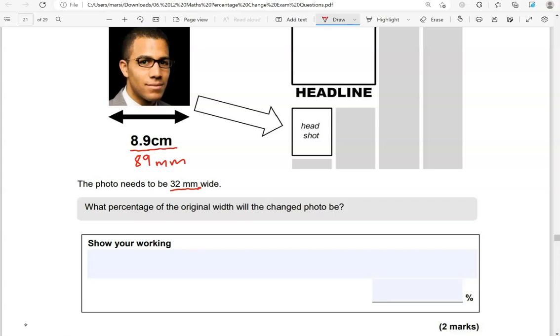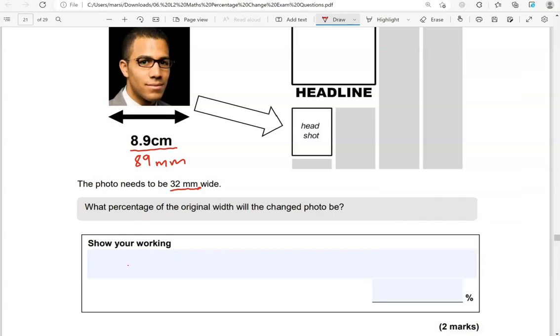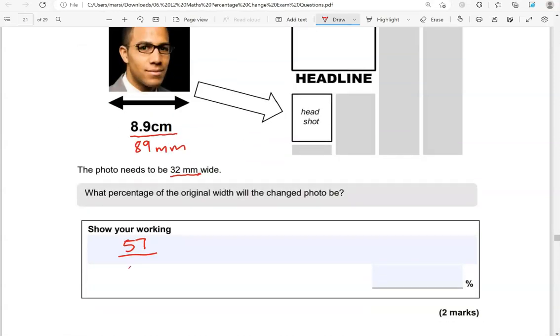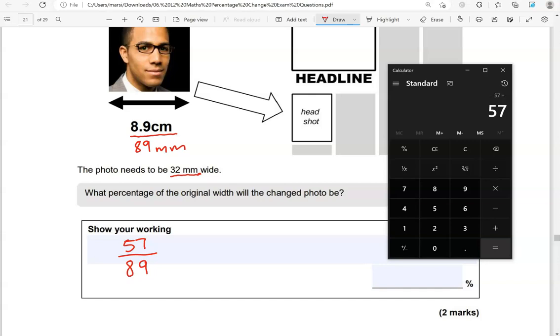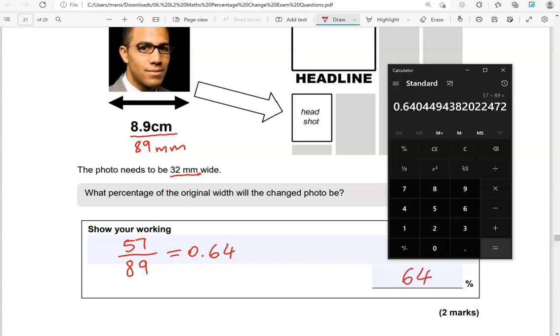So what is the difference between 89 and 32? So 89 take away 32 gives us 57. So that is 57 out of the original width. Okay, so it's changing from this big one into the small one. So the original one is 89 millimeters. So we're going to do 57 out of 89. So 57 divided by 89 gives us 0.64. Now that's just like 64 pence, which also means 64%. Or you could just multiply this by 100, which again gives you the same answer.